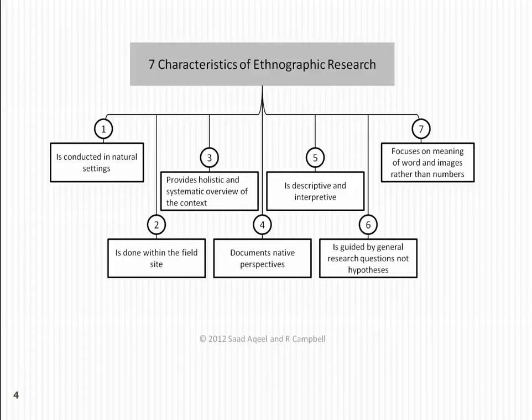And then 7, characteristic of ethnographic research is that it focuses on meaning of words and images rather than numbers. In other words, it's focusing on what people say and what the ethnographer sees, rather than doing survey type research or focusing simply on counting. Not that that is not very important, but that usually comes from the ethnographic experience where specific hypotheses are developed.